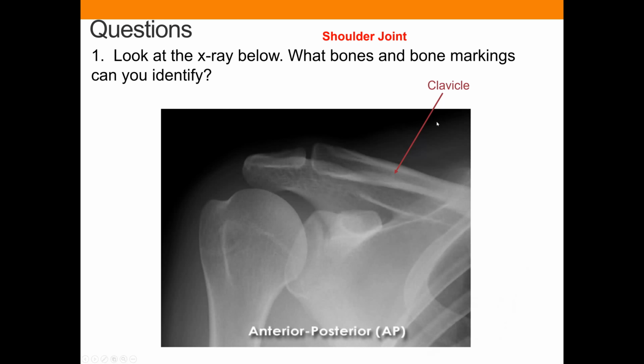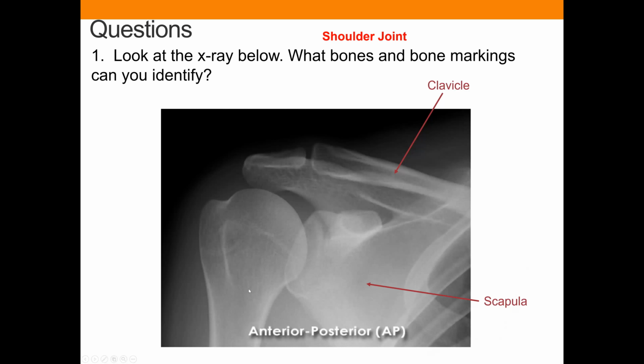So we can see the clavicle, which runs right here. We can also see the scapula in the back. You can also see some ribs, which I'm not going to label since they were part of the axial skeleton, and then we're going to talk about the humerus in a minute.